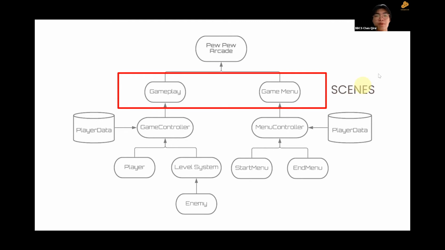Then the game menu, which is at the start. You will see a page that tells you to start the game, and once you start the game, you'll be redirected to the game. Then when you die, you go back to the game menu and an end menu shows that says maybe play again or try again. Then you show the scores.